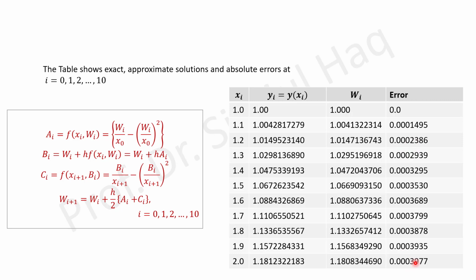So you can see now that in the case of the modified Euler method, the errors are small as compared to the Euler method. Also, you saw that when we decrease the step size, accuracy increases. So this is a lecture about the solution of first order differential equation initial value problems with the help of the Euler method and the modified Euler method.